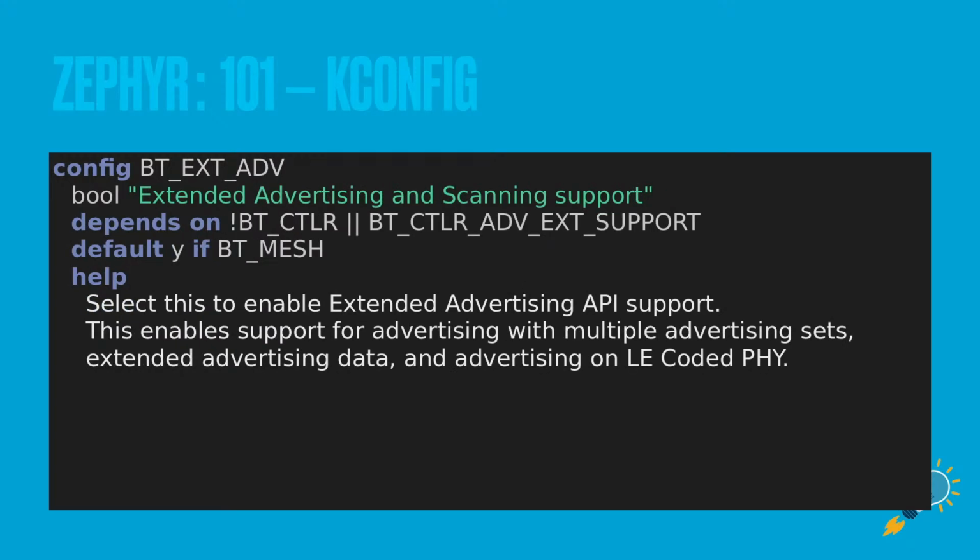Then we get into more interesting things, features like extended advertising. Not only does this allow you to use coded PHY, which is essentially extending the range of Bluetooth, with a lower data rate but higher distance, but you can also include a lot more data in your advertising. That's useful because a regular Bluetooth Low Energy advertising packet is 32 bytes. So you only have 32 bytes to work with, and that includes the device name if you're using one, so you lose it pretty quick if you have a long device name.